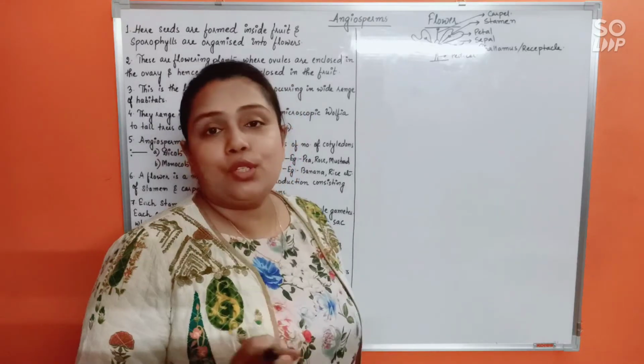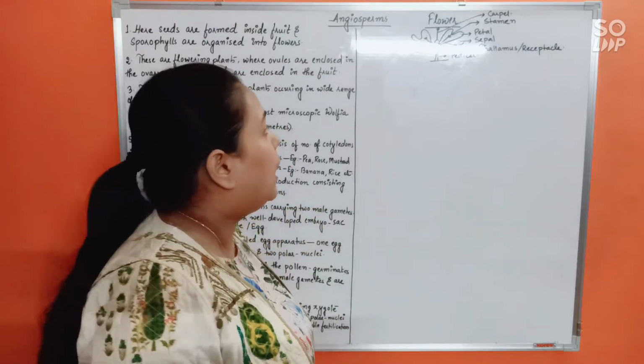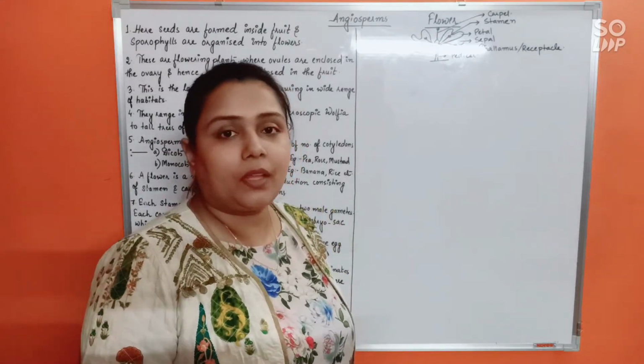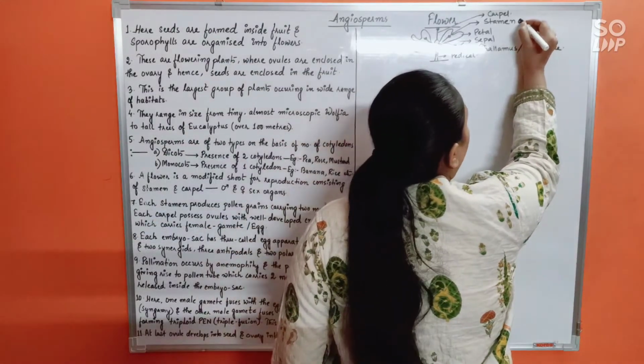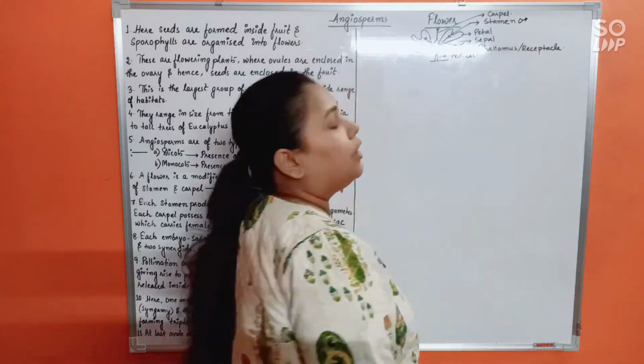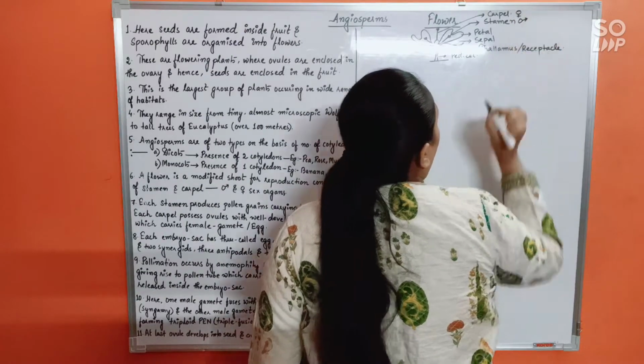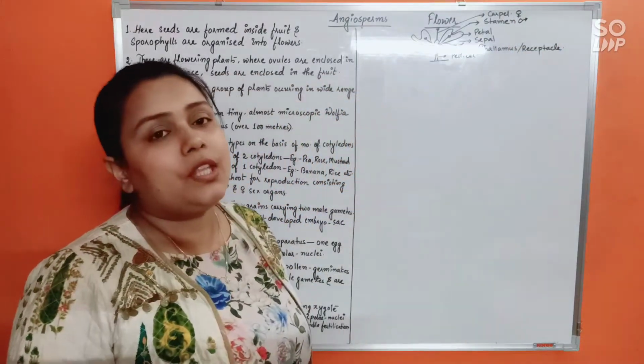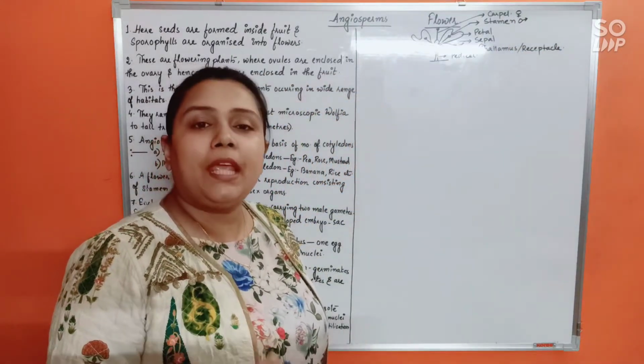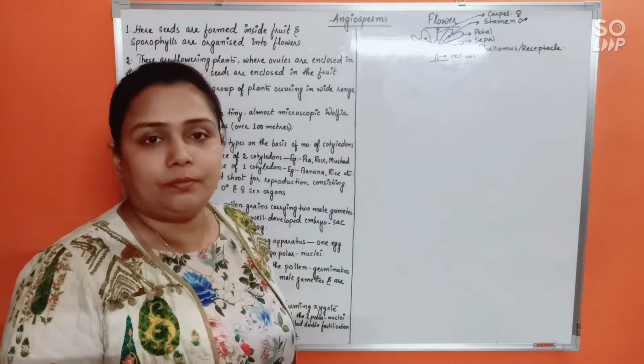Now coming to the most essential parts of the flower, they would be the stamen and the carpel. The stamen is the male reproductive unit present in the flower, and the carpel is the female reproductive unit present in the flower, because they are responsible for male and female gamete formation, isn't it?